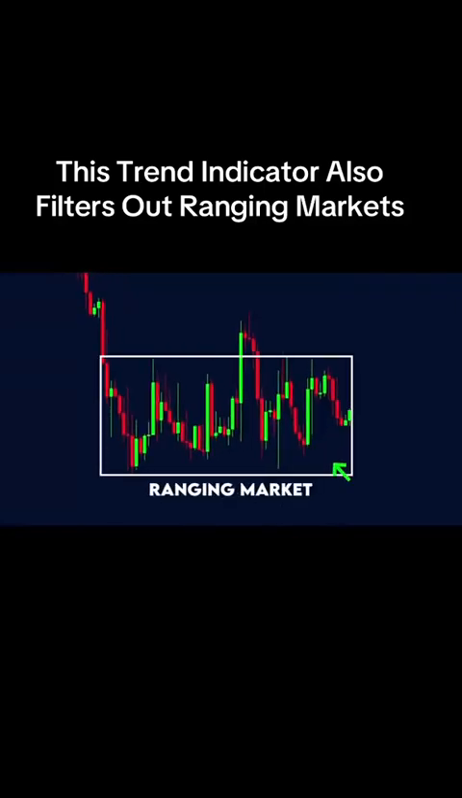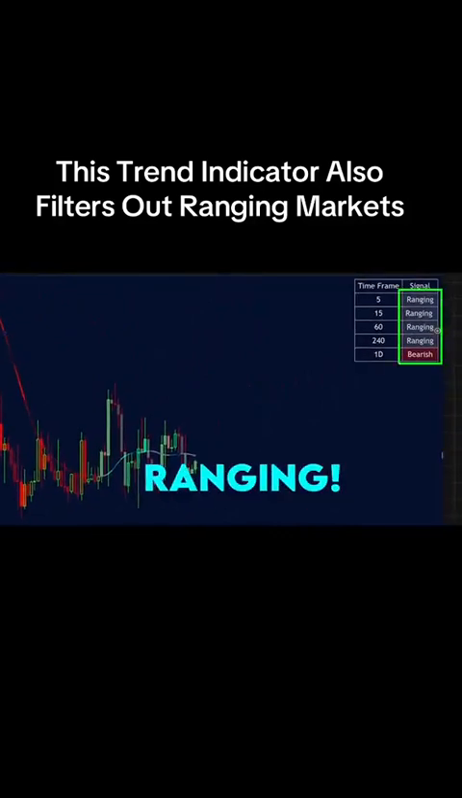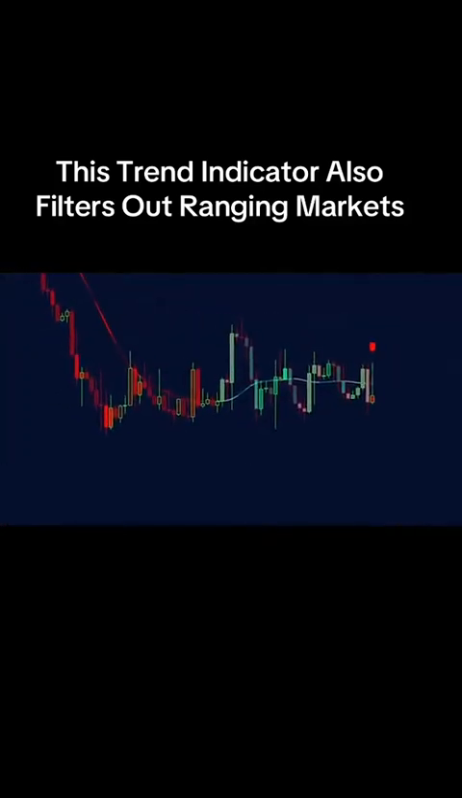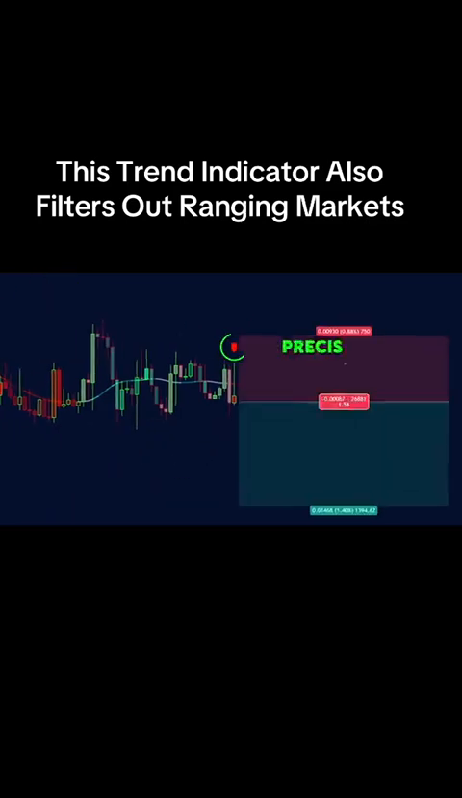Right here is a ranging market, and while other indicators were giving false signals, this one clearly showed ranging on 4 of the 5 time frames. What's even more impressive is how this indicator doesn't just show you when markets are ranging, but also gives you precise entry signals during strong trends.